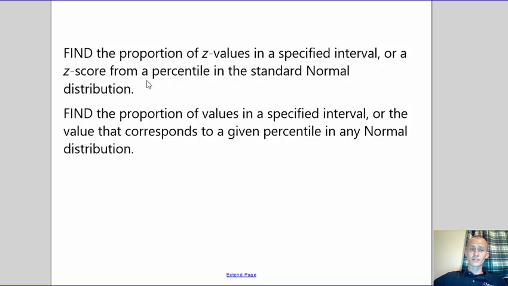Today we'll be covering normal distribution calculations. Here are the learning targets that we're going to talk about today. We're going to find the proportion of z values in a specified interval. We're going to calculate z-scores and then use that information to get more information from our normal distributions. We're going to find the proportion of values in a specified interval, and we're also going to learn the formula sheets and the technology behind everything that goes into that.